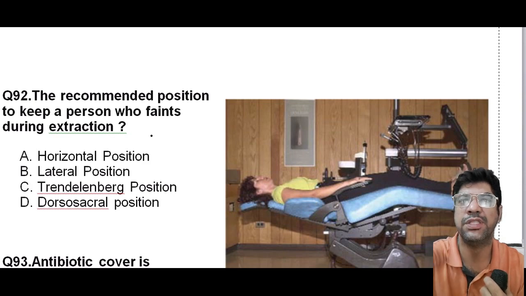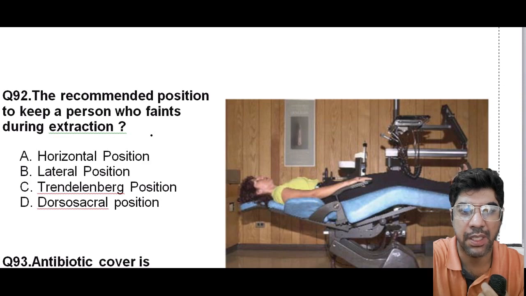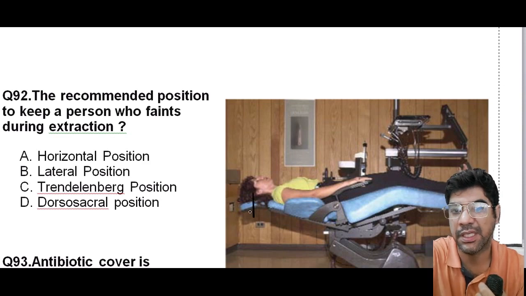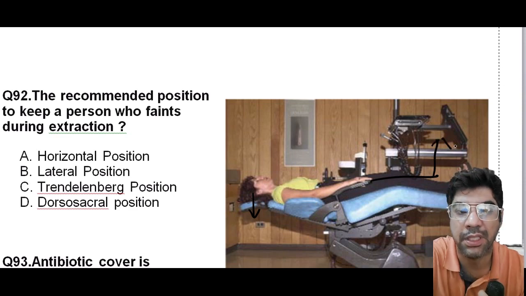The recommended position to keep a person who faints during extraction is the Trendelenburg position. So when a person faints during a dental procedure, the dentist's recommended position is to keep them in a Trendelenburg position.